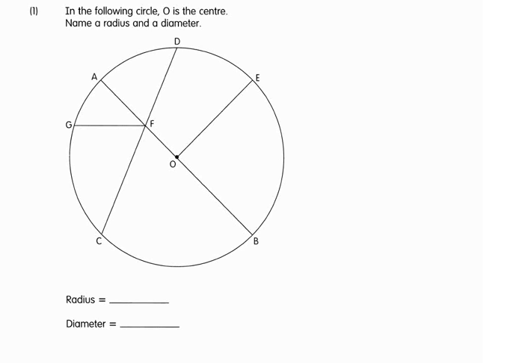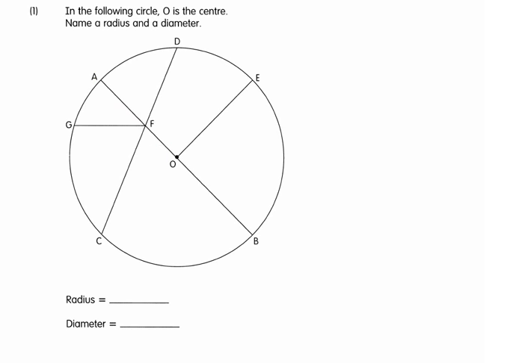Now in the following circle, O is the center, so you can see that O is the center of the circle here. Name a radius, one radius and a diameter. Okay, I want all of you to follow my answer. If your answer is different, change it. One radius, I'll use OA. If you did not use OA, change it to OA.